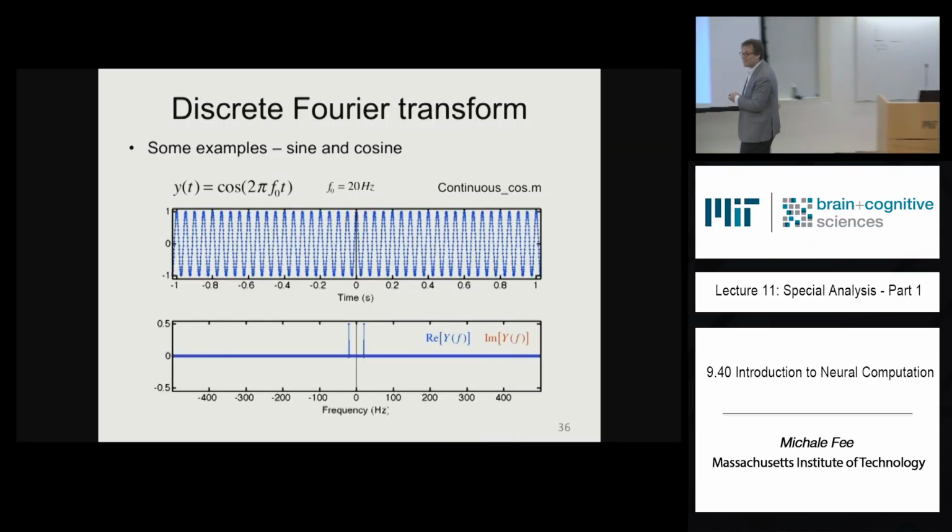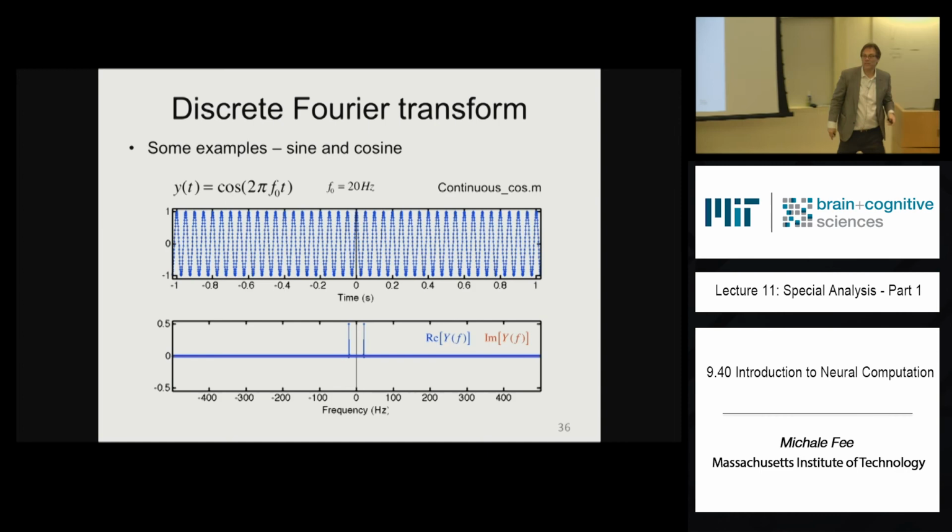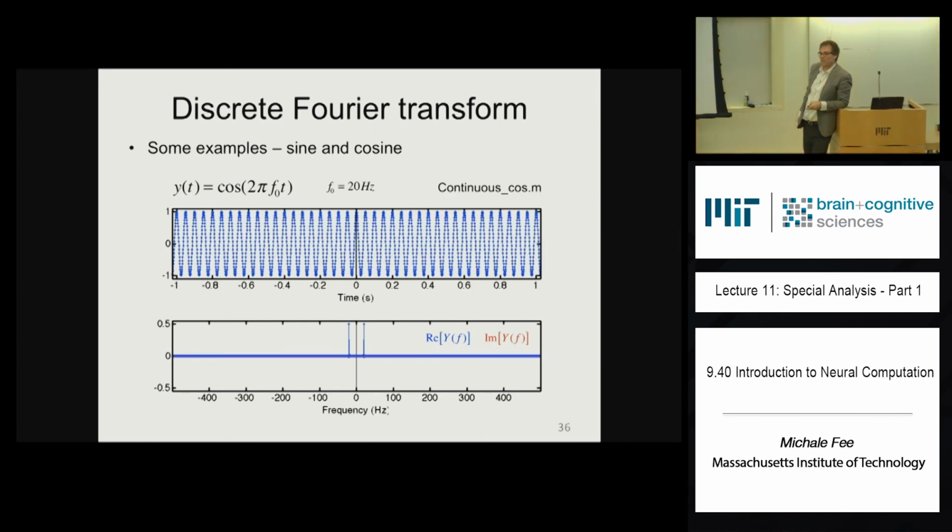One of those peaks gives you an e to the i omega t that goes this way at 20 hertz. The other one gives you an e to the minus i omega t that goes this way at 20 hertz. And when you add them together, it gives you a cosine that goes back and forth at 20 hertz. That one. Okay? That's it.